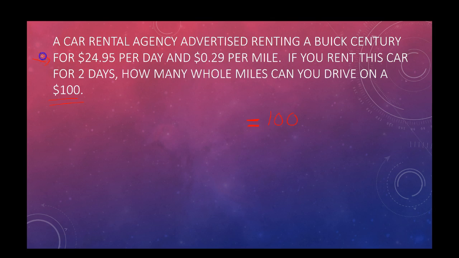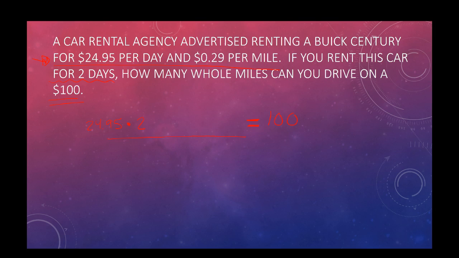Now, if I come back up here to this part where it says $24.95 per day and 29 cents per mile, this is going to give me the start of what goes on this side of my equation. So if I see $24.95 per day, that means I would take that price and multiply it by the amount of days. So the question is, do you know the amount of days? And the answer is yes. Right here it says for 2 days, so we're going to multiply that by 2.